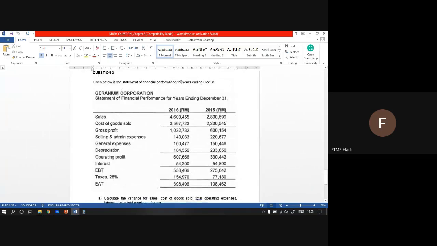Statement of financial performance for years ending 31st December 2015 and 16. Okay, so these are the sales. And then this one, which is less, cost of goods sold. Which is minus. This one also. Selling, admin, general expenses, depreciation, minus. Interest also minus. Taxes also minus.